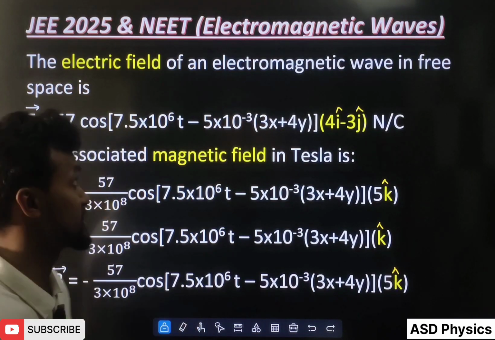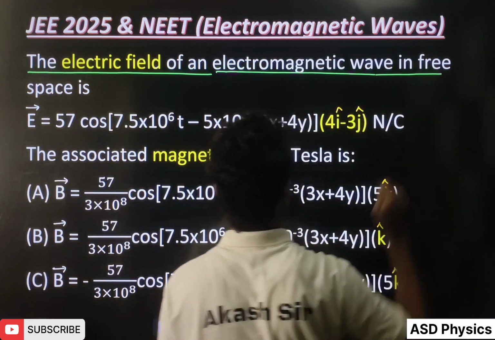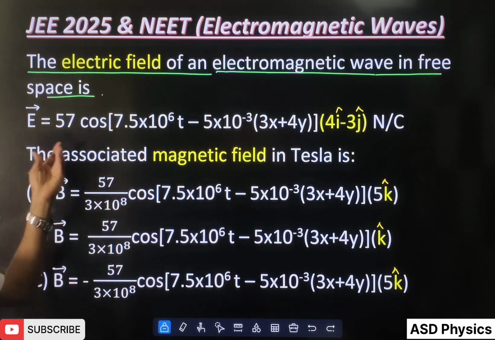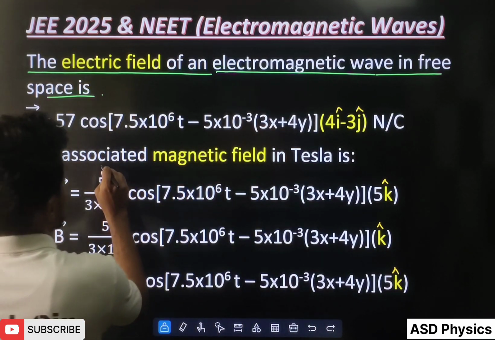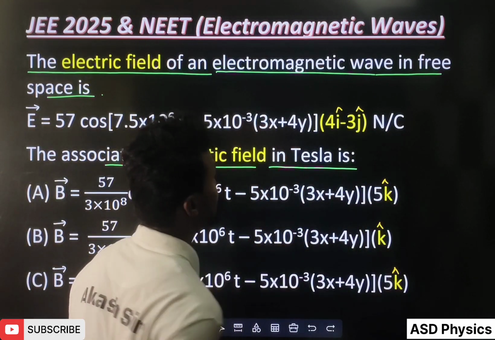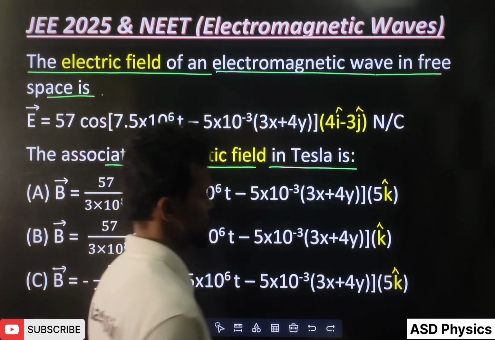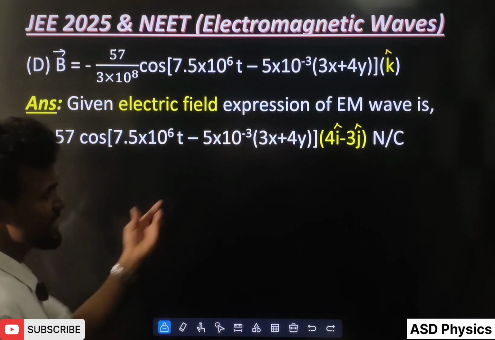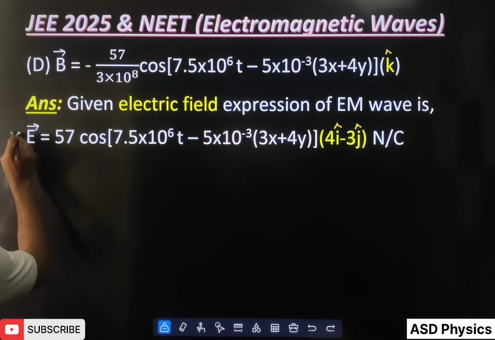In this question the reverse is there. The question is: the electric field of an electromagnetic wave in free space, that means vacuum, is given by this one, vector E equal to like that. And what they are asking here is the associated magnetic field in Tesla. Can you see here? Here also 4 options are there, 3 options here and 1 option on the next one. So the basics will be the same here. The given electric field expression of the electromagnetic wave is this expression here.